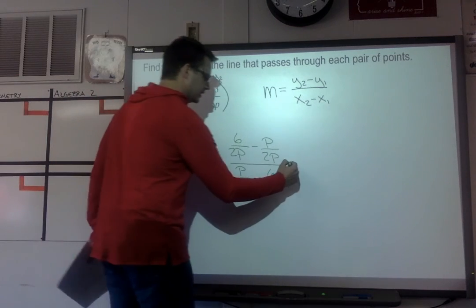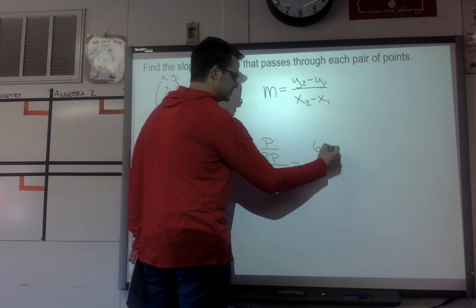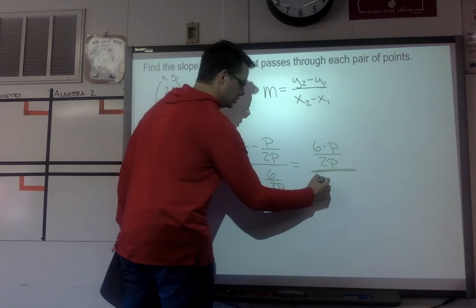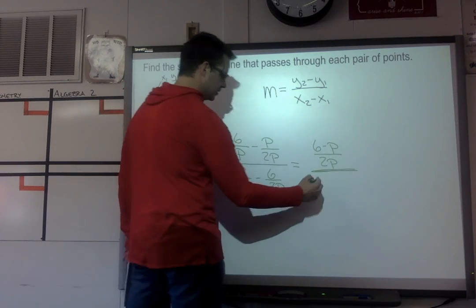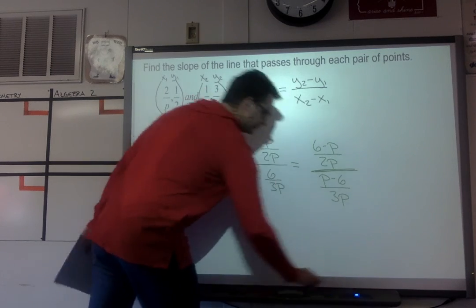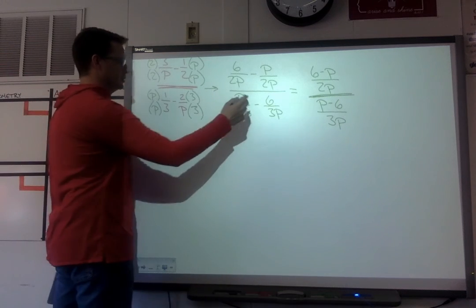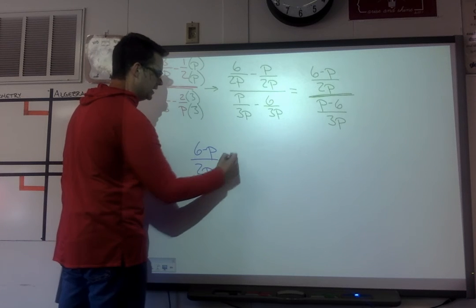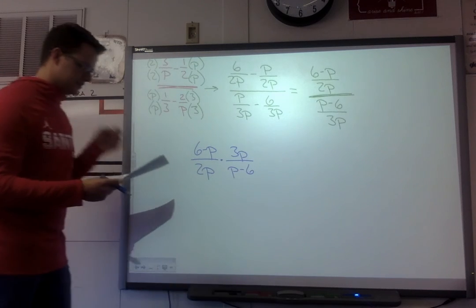Then I can make one term in the numerator, one term in the denominator. I'll have 6 minus p over 2p, over p minus 6 over 3p. Now I want to turn this into multiplication. So I'm going to have 6 minus p over 2p times 3p over p minus 6.